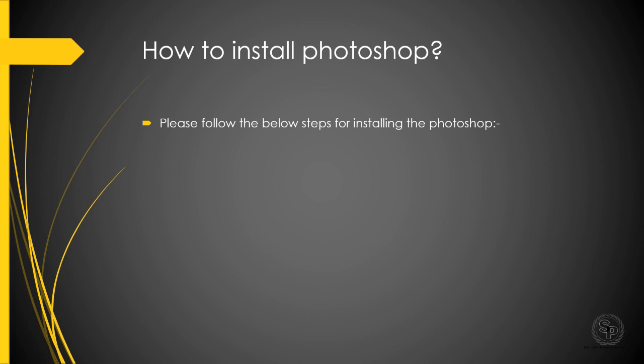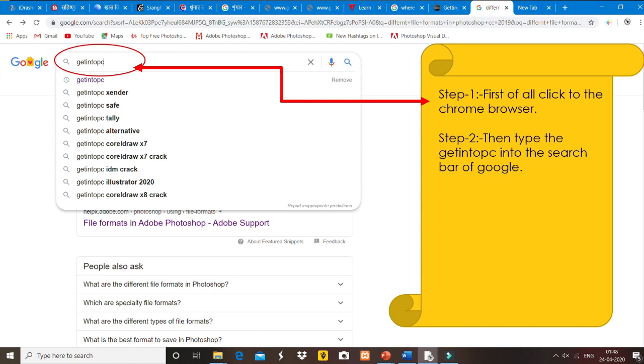So let's get started. In this topic, we will look at how to install Photoshop. First of all, click onto the browser and then, in the Google search bar, type "get into PC". Here you can get all the softwares. So type "get into PC" into the search bar of Google.